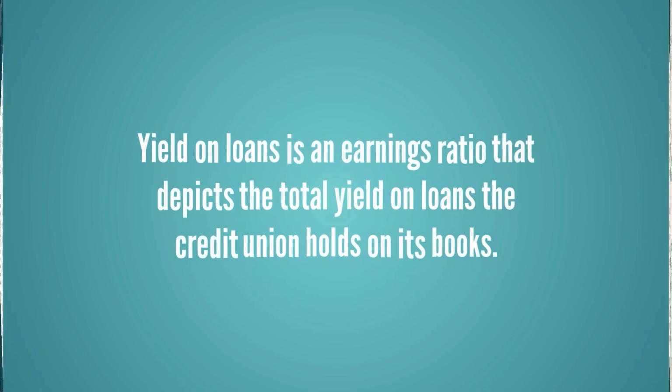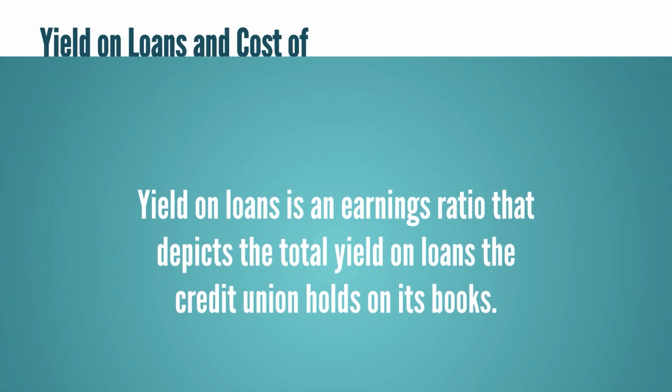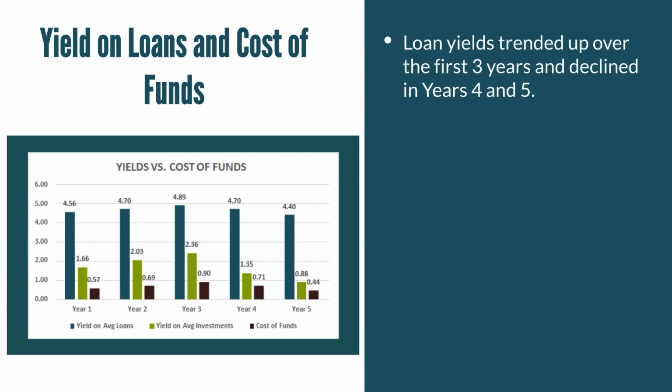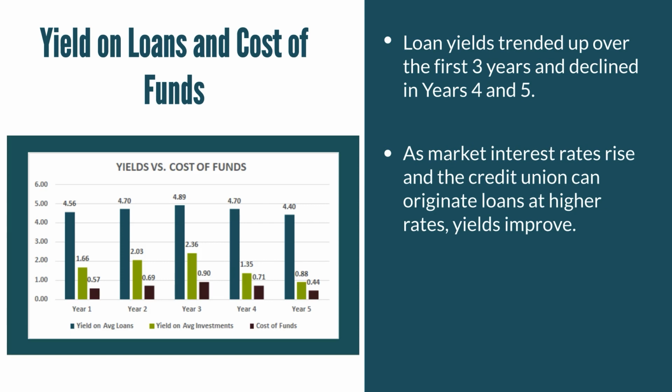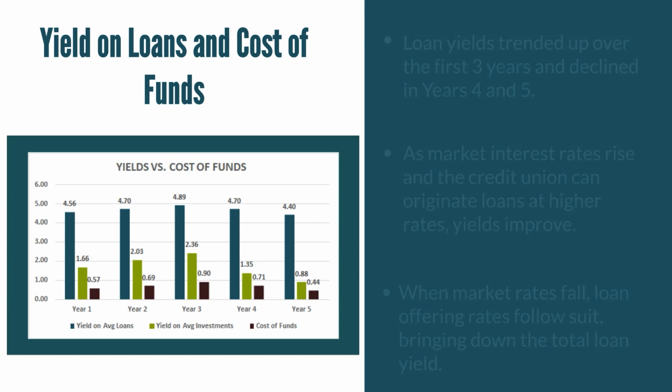Let's switch gears to yield on loans and cost of funds. Yield on loans is an earning ratio that depicts the total yield on loans the credit union holds on its books. As you can see in the graph, loan yields trended up for the first 3 years and declined in years 4 and 5. As market interest rates rise and the credit union can originate loans at higher rates, yields improve. However, when market rates fall, loan offering rates follow suit, bringing down the total loan yield.